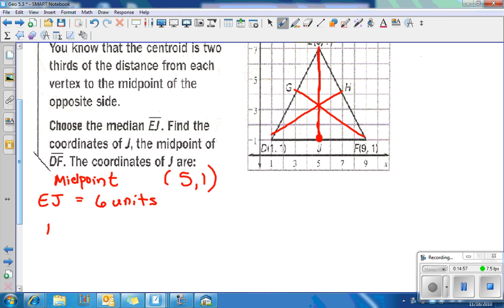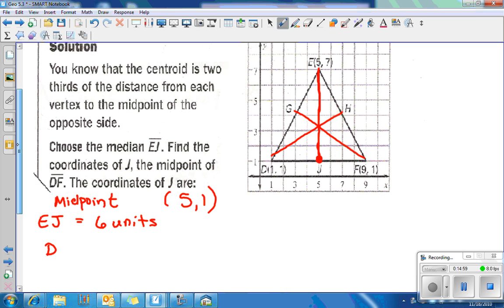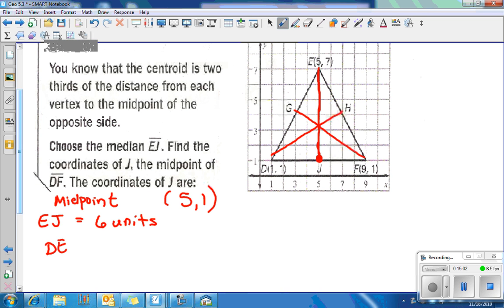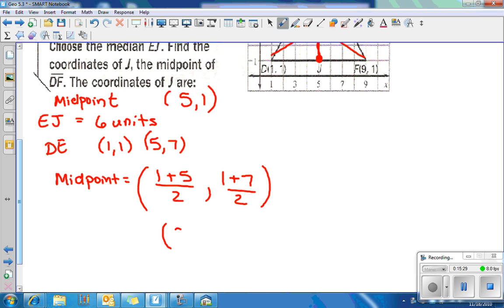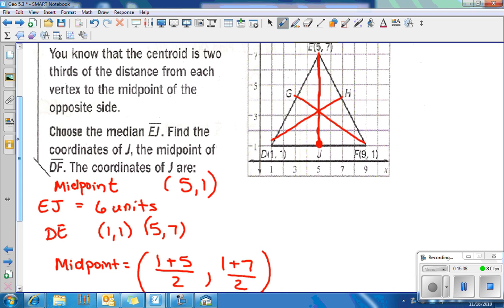the midpoint from B to E, and that is at (1, 1) and (5, 7). Does anybody remember the midpoint formula? No. So the midpoint formula says this. It equals your x values added together, so 1 plus 5 divided by 2, and then your y values added together. So you get 6 over 2, which is 3, and here you get 8 over 2, which is 4. So (3, 4). Let's check ourselves.